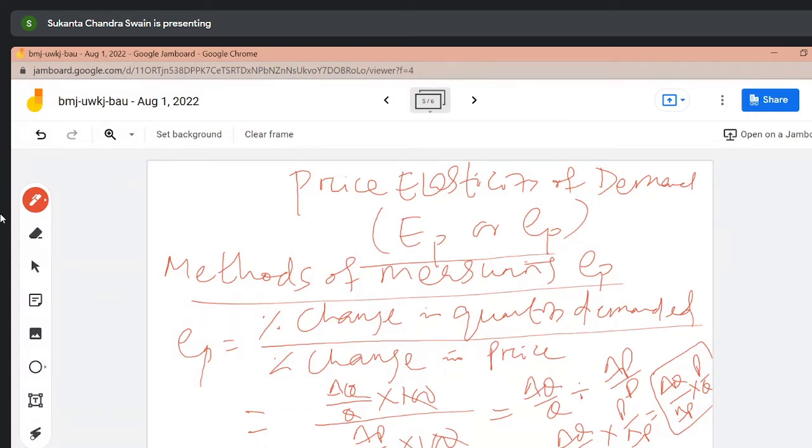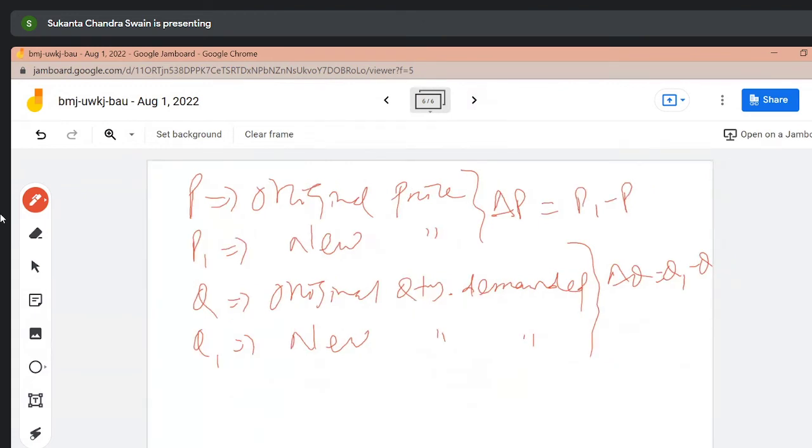Now we will try to find the algebraic sign of this EP, because we got to know EP is equal to del Q by del P into P by Q. So what will be the algebraic sign of this one? There are four terms: P, Q, del P, del Q. We will test individually which term will have what sign. P: can price be negative? No. Price cannot be negative.